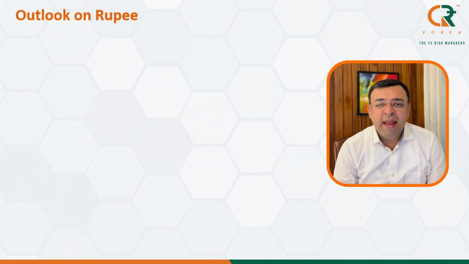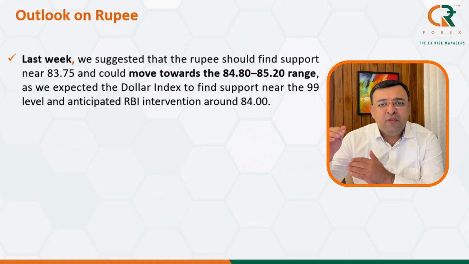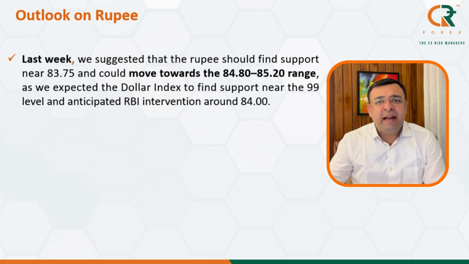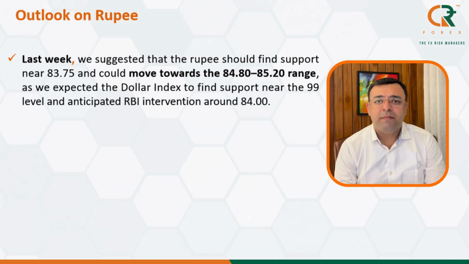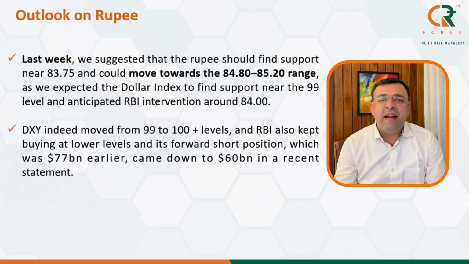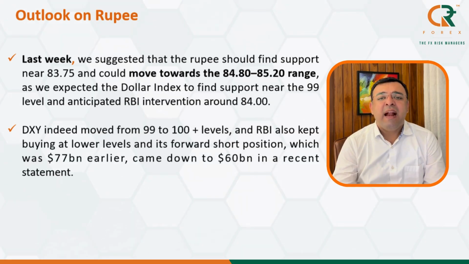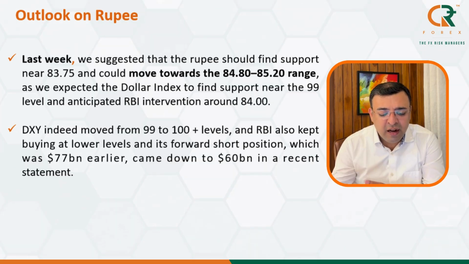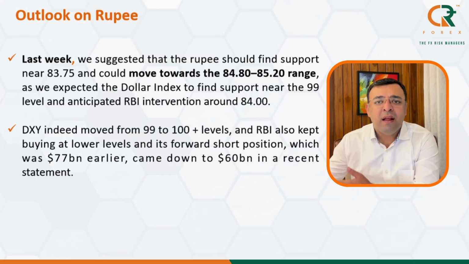Now let us discuss the outlook on the rupee. Last week we suggested that the rupee should take support near 83.75 kind of level, and ideally it should move towards 84.80 to 85.20 kind of levels, as we anticipated that the dollar index will take support near 99 kind of levels, and RBI might intervene near 84 kind of levels. DXY had taken support near 99 and it moved higher, and in the recent data we were able to understand that RBI's net short position, which was close to 77 or 80 billion, has reduced drastically to 60 billion dollars, indicating that RBI is on the buying side.